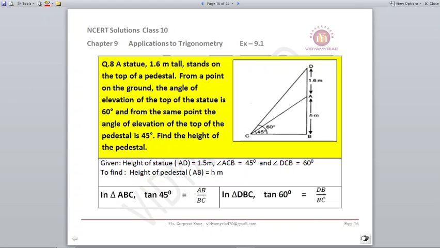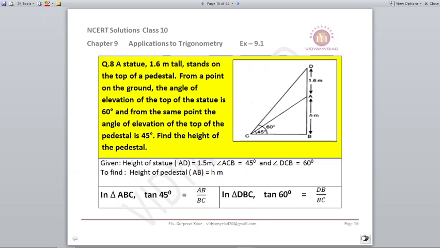So first of all we will take the triangle ABC where we have 45 degrees. So we can use tan 45 is equal to AB upon BC. What is tan 45? Tan 45 is 1. So 1 is equal to AB upon BC. So AB will be equal to BC.